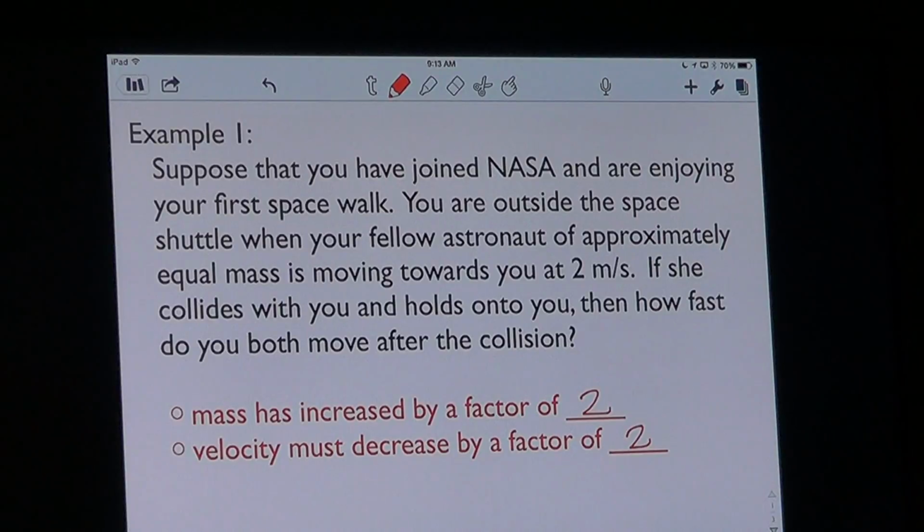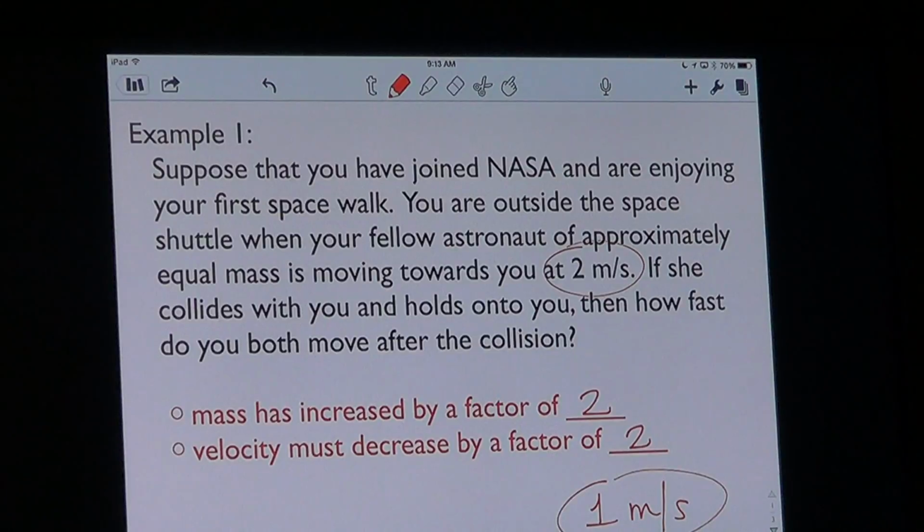What? What did you say? 1, yeah, 1. I said 0. I was confused. You got me confused. Sorry. So the new velocity would be 1, because the original was 2, and so the new velocity will be 1 meter per second.